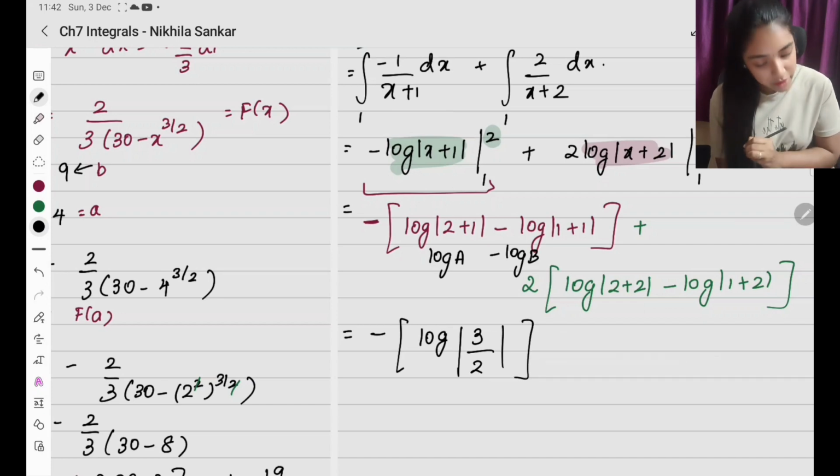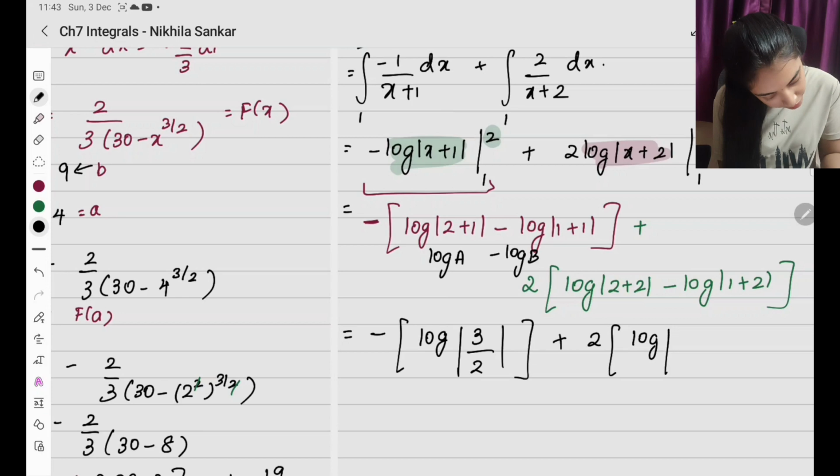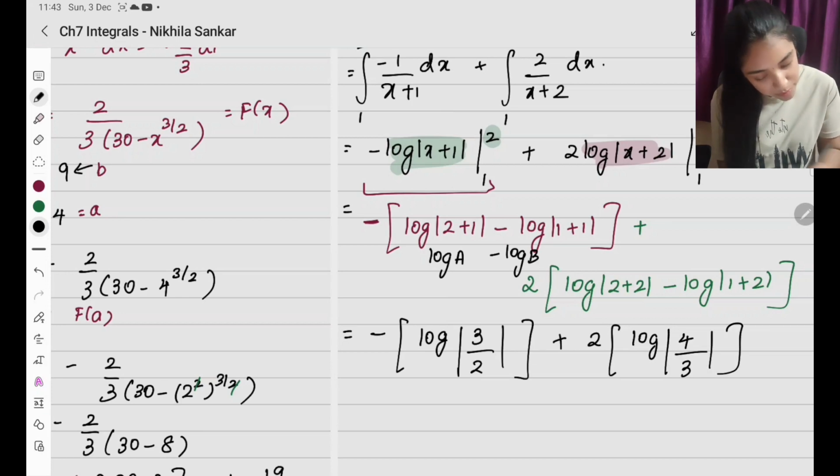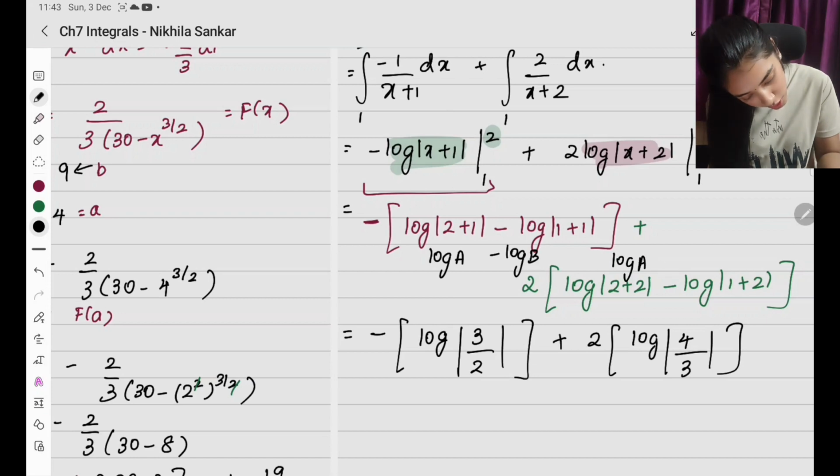So this is going to be my first term, plus the term that is written in green. This also has the log a minus log b formula. So what is inside the 2 times bracket? Log of a, which is 2 plus 2, 4, divided by 1 plus 2, is going to be 3. Understood? This is also of the form log a minus log b.